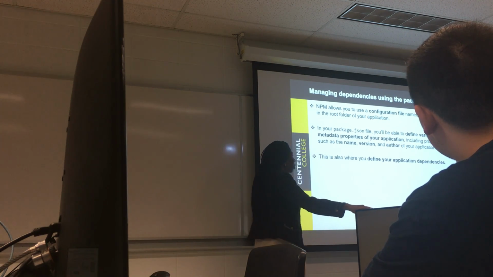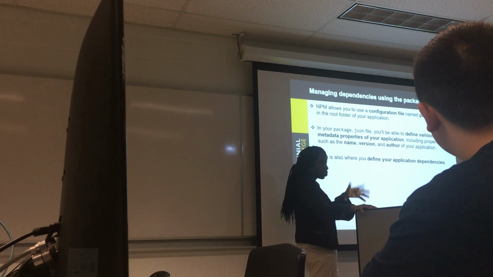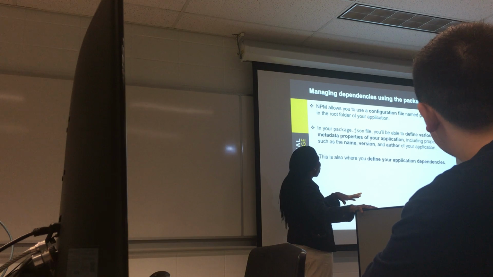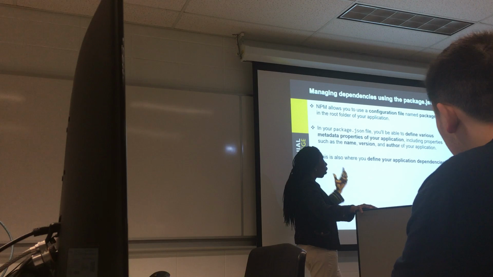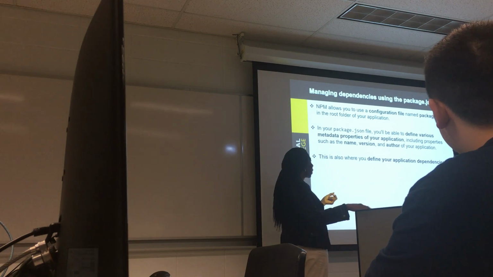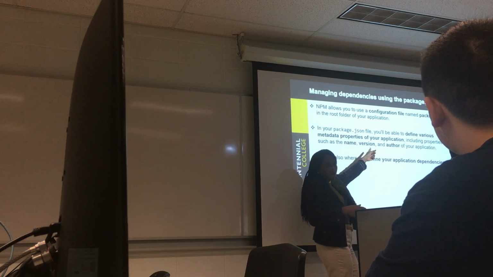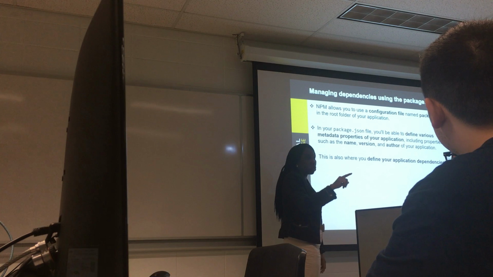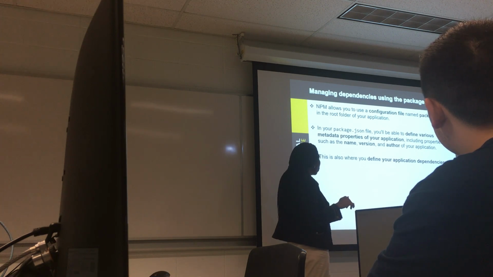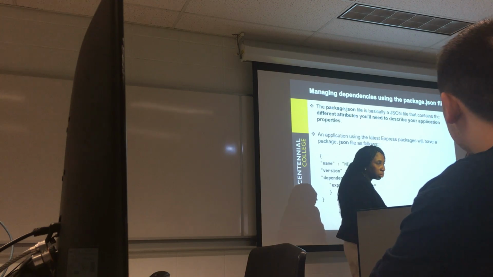In the package.json file, you will be able to define various metadata properties of your application, such as the name, the version, and the author. You can put in your name as the author. For the version of the package you are using, it will ask you, and you can put it in, or it will even show you the version you are using. We'll see that as we move along.